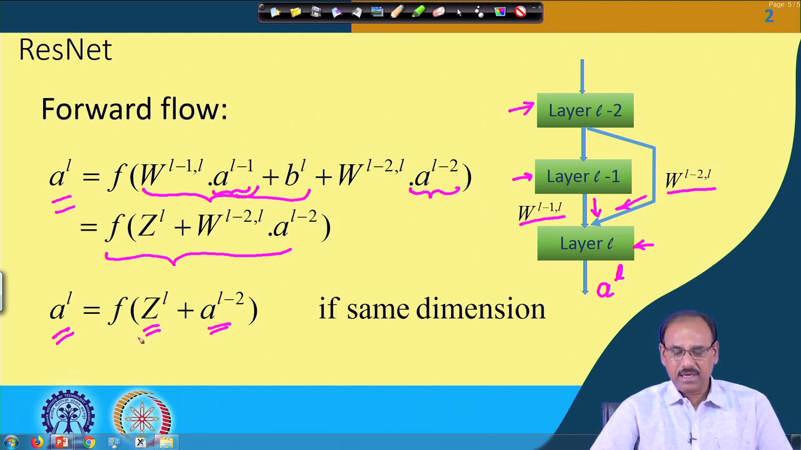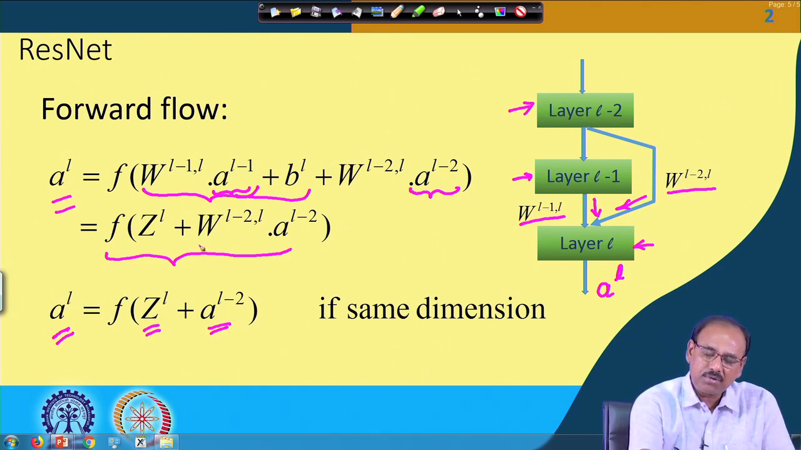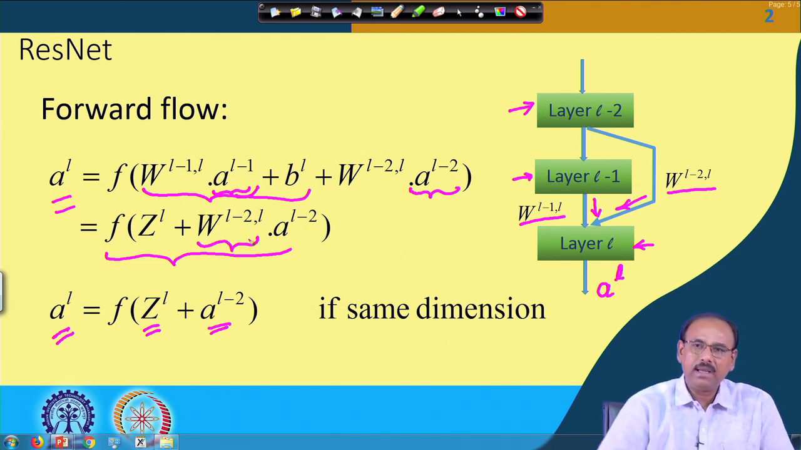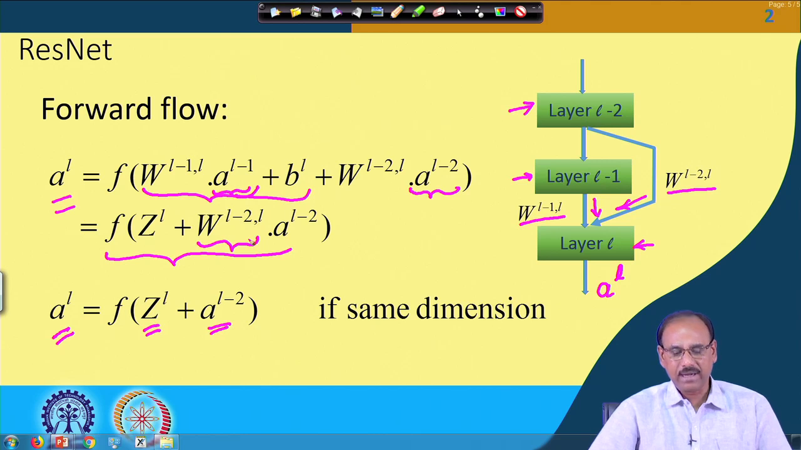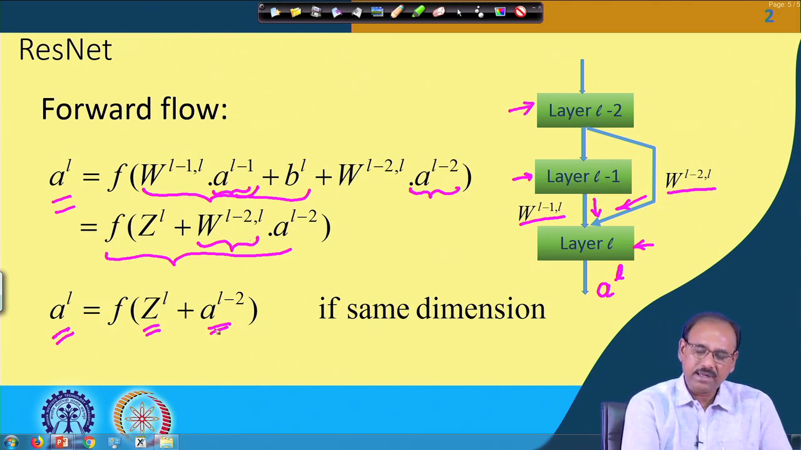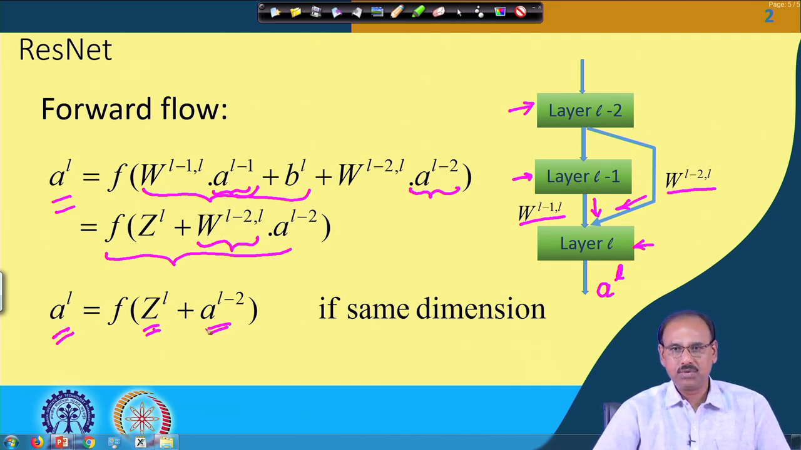But if A L minus 2 and Z L are of different dimensions, then I have to have a mapping by making use of a weight matrix, which is W L minus 2 L. So if there is identity, in that case I have Z L plus A L minus 2, that passes through the nonlinear activation of layer L, and that gives me the final output A L. And this is how the information flows in the forward direction through a residual network.